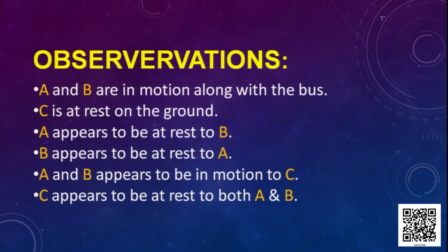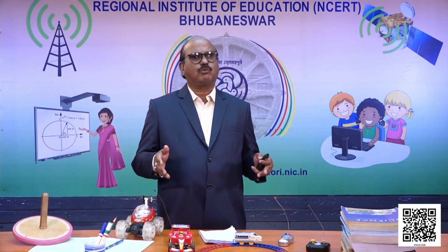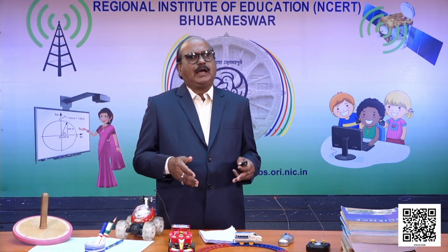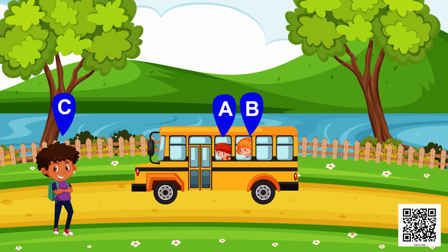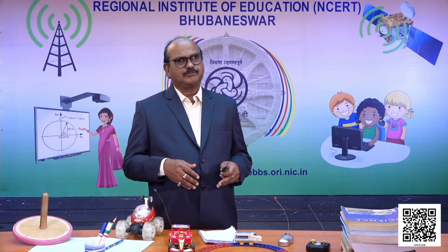The friend C, second point, I am coming to the second point. Friend C is at rest on the ground because friend C is waiting for the bus. So A appears to be at rest to B because A is inside the bus, B is also inside the bus. Since both of them are inside the bus, A appears to be at rest to B as well as B appears to be at rest to A. So in this way, both A and B appear to be at rest with respect to each other.